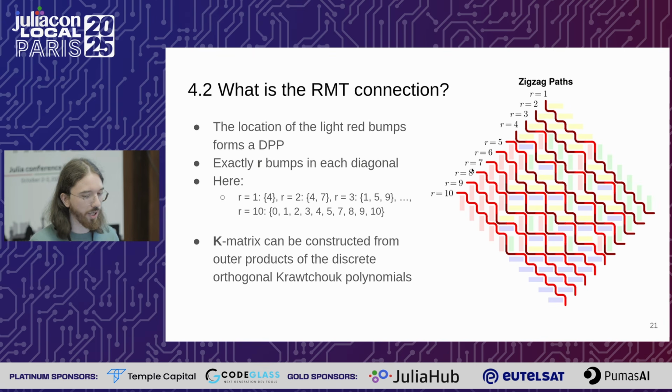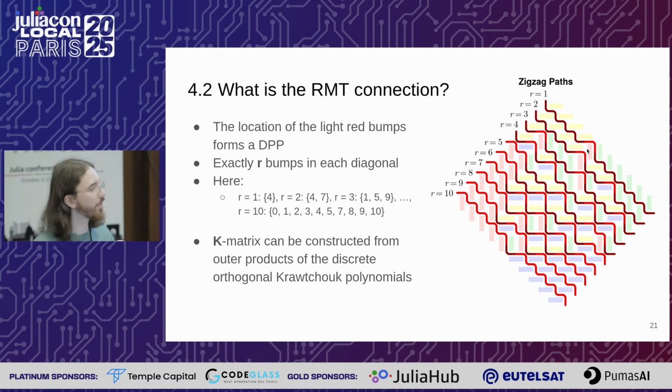But first, I want to ask again, what is the random matrix connection of all of this? It gets a little in the weeds, but you can draw zigzag paths in between the domino tiles. And you see here these red bumps, so you can just draw a straight zigzag through them. You sometimes have to do a right down step instead of a down right step, and I've marked those in red. And it turns out that there are exactly R bumps in each diagonal.